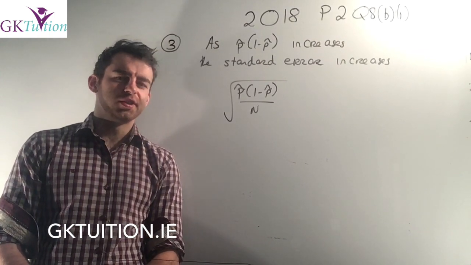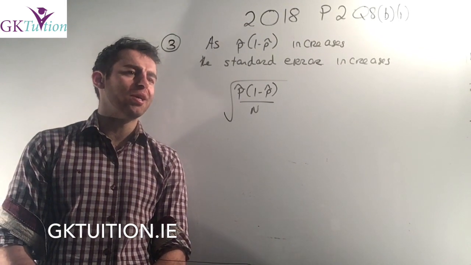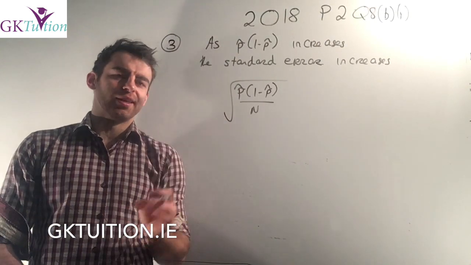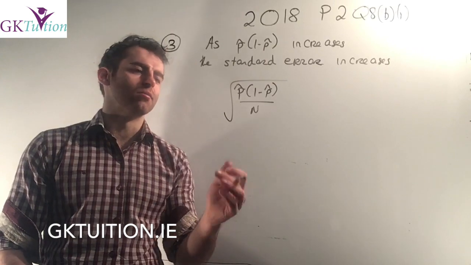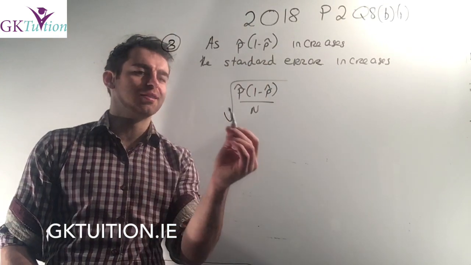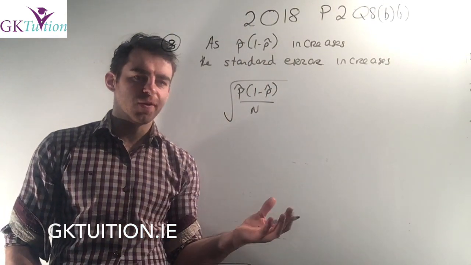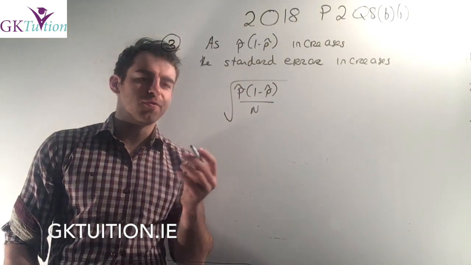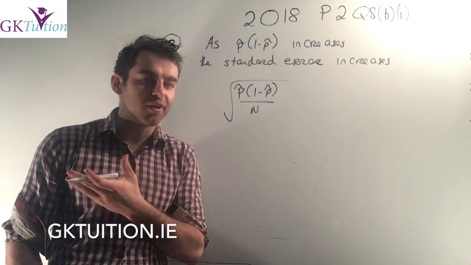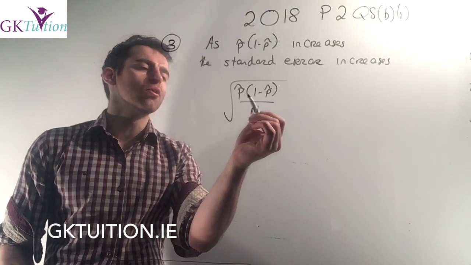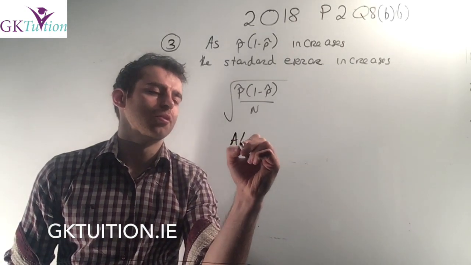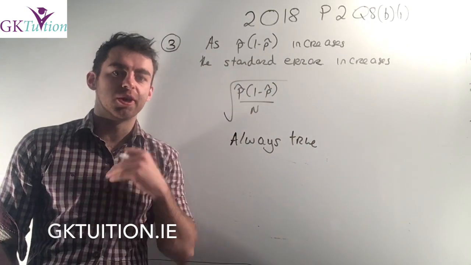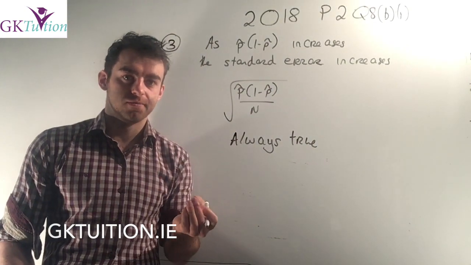Okay, the third statement is: as p hat times 1 minus p hat increases, the standard error increases. The standard error again is a fraction. P hat times 1 minus p hat is the top of the fraction. If the top of the fraction gets bigger, then the number gets bigger. It's as simple as that. If what's on the top of the fraction gets bigger, then the standard error has to get bigger. So obviously if I increase the numerator, that one's always going to be true, because all it is is the top of the fraction getting bigger, and the number itself continues to get bigger.